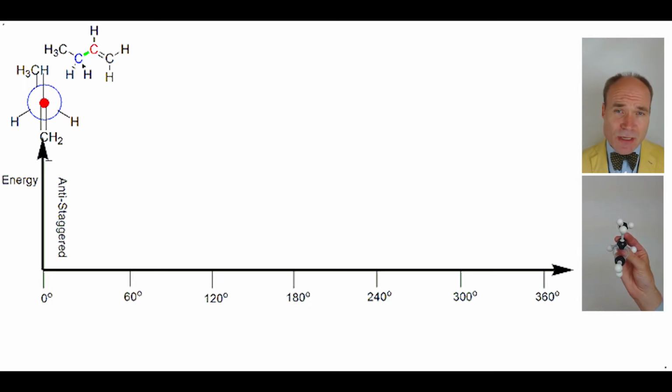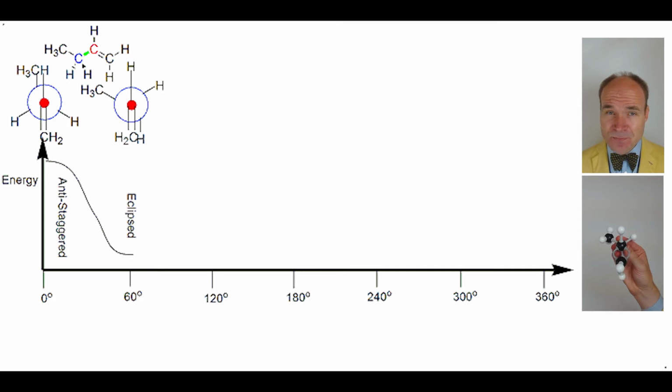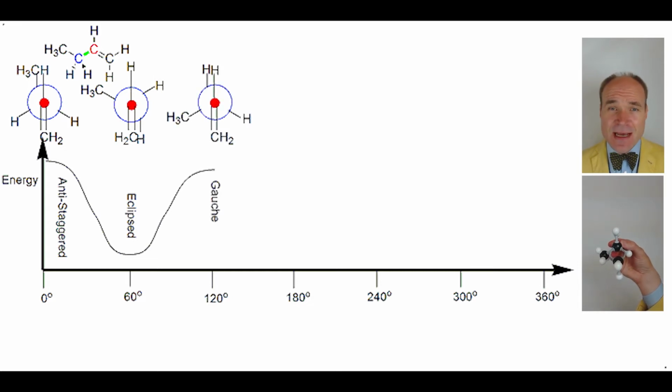Carbon 3 blue is rotated by 60 degrees anti-clockwise, decreasing energy until arriving at an eclipsed conformation that has a dihedral angle of 60 degrees. Keep going with a further 60-degree rotation, causing an increase in energy to the gauche conformation at a dihedral angle of 120 degrees. Now that's very similar in energy when compared to the anti-staggered conformation.